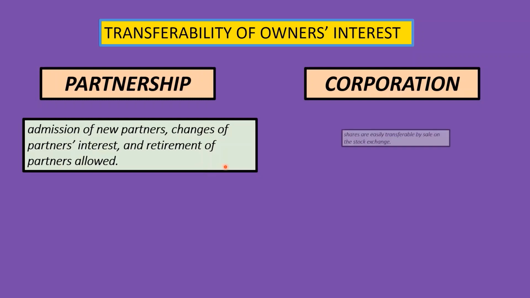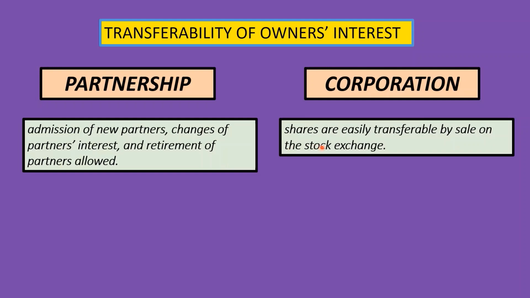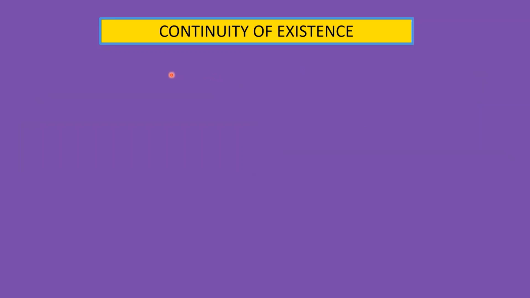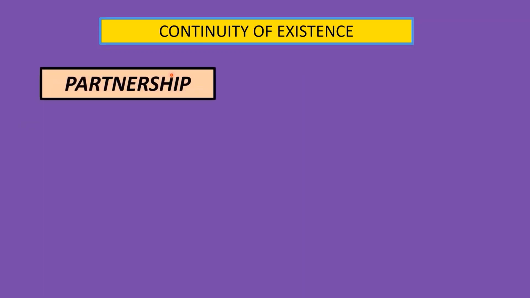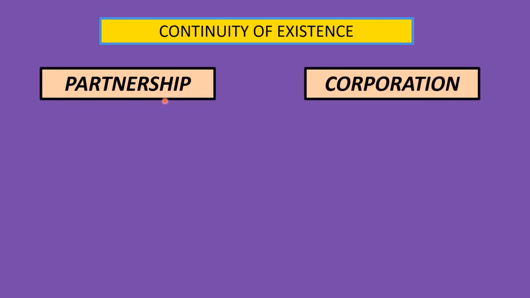In corporations, however, shares are easily transferable by sale on the stock exchange. Okay, so anyone can sell their shares by simply going to the stock exchange and getting a broker to sell it there for them. Continuity of existence in a partnership and in a corporation.